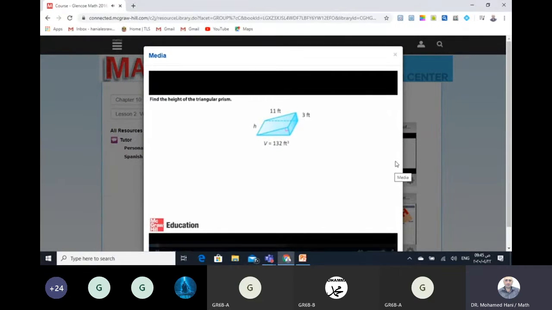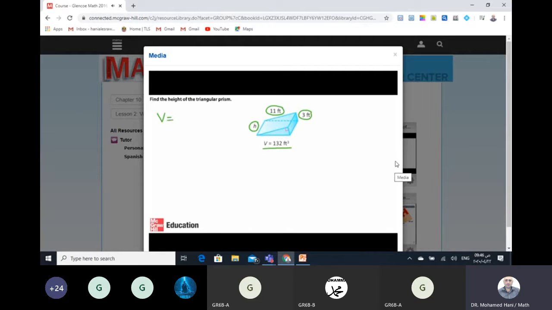Find the height of the triangular prism. So here we have a triangular prism, and we need to find the height. We do know the volume is 132 cubic feet, and we also know two dimensions. We have 11 feet and 3 feet, which is going to refer to the base and the height of our base. Now, what we want to remember is the formula.